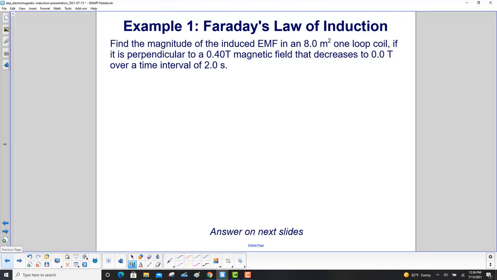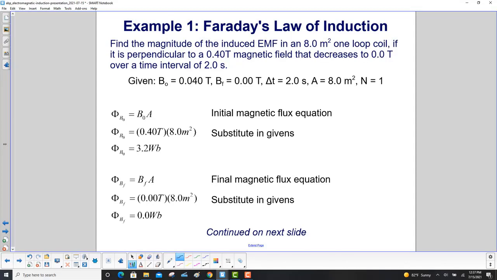Find the magnitude of the induced EMF in an 8 square meter one-loop coil if it is perpendicular to a 0.40 Tesla magnetic field that decreases to 0.0 Tesla over a time interval of 2 seconds. We start, as always, by listing our givens right over here. And here's the one loop. That means that n is equal to 1.